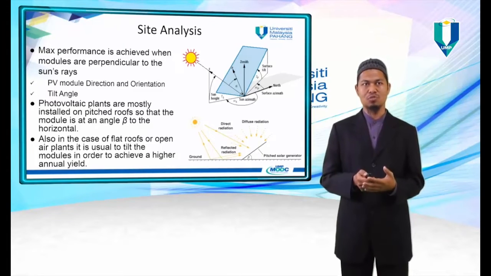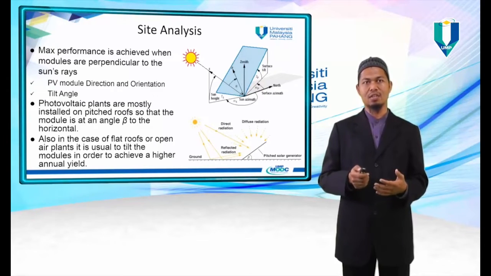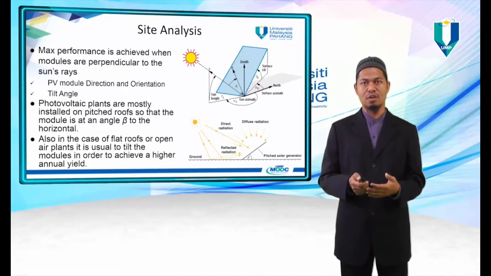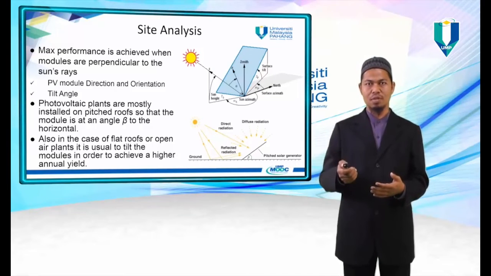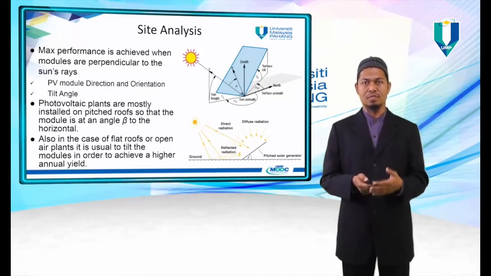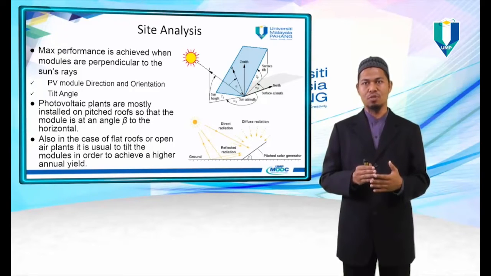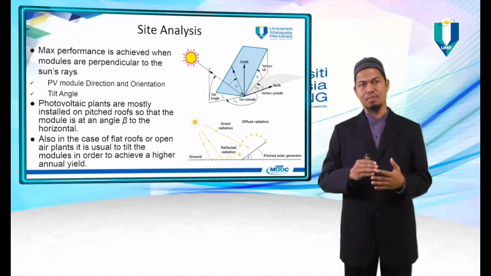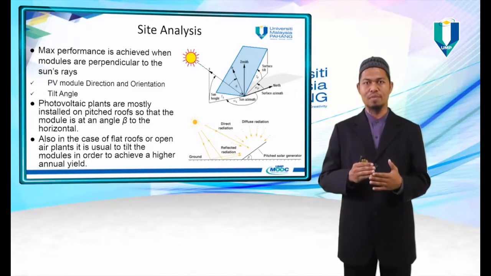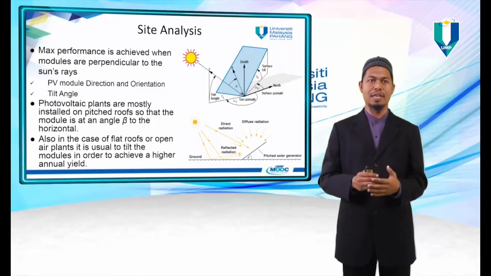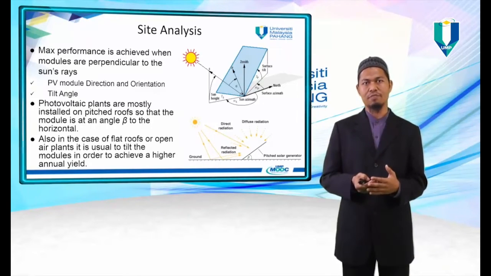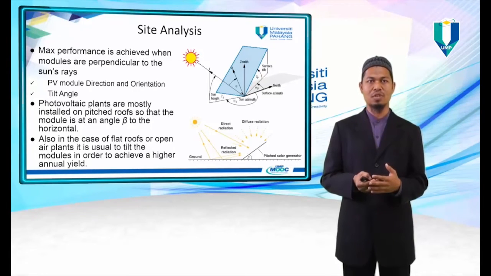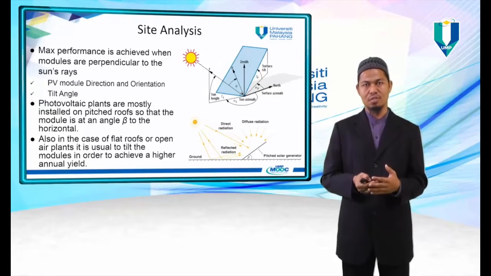Photovoltaic plants are mostly installed on pitched roofs, so that the module is at an angle of beta to the horizontal, as shown in the figure below. We can see that we tilt the PV module to a certain angle beta to make sure it directly faces the sun. Also, in the case of flat roofs or open-air plants, it is usual to tilt the module in order to achieve a higher annual yield.